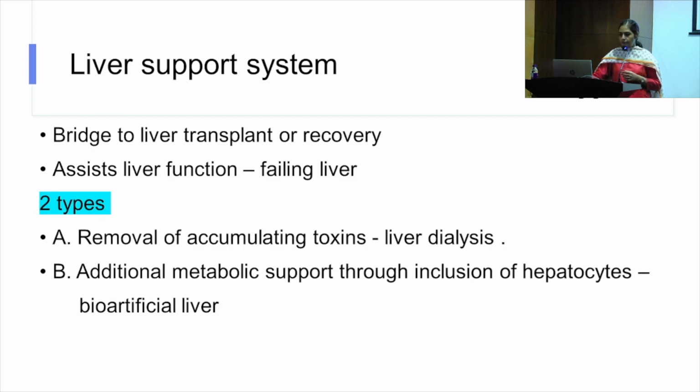So let's come to this: if your medical management is not doing well for your ALF patients, you need to consider a liver support system. That may become the need before you consider liver transplant. It's a bridge to your liver transplant. So there are two methods that you can support a failing liver, and that's what is commercially available. The removal of accumulating toxins is called liver dialysis, or you can offer an additional metabolic support which includes hepatocytes in your filters to give some extra metabolic support. These are called bioartificial livers. So these are the two supports.